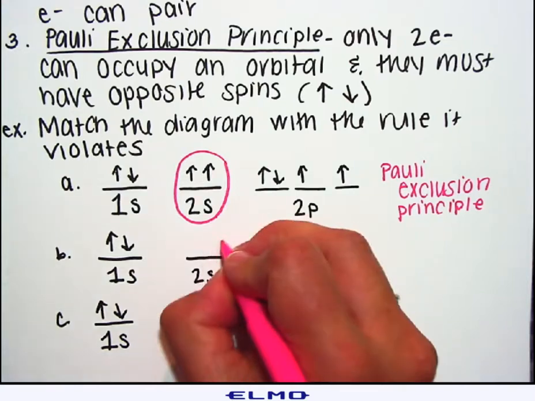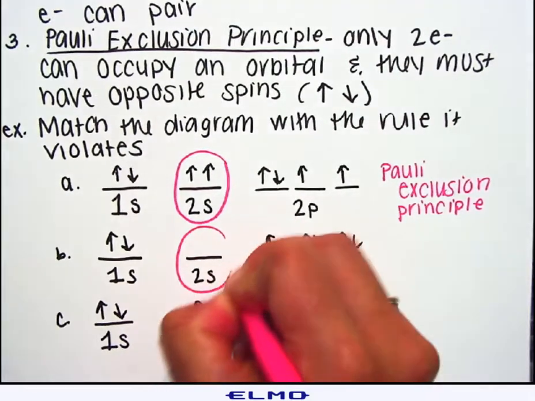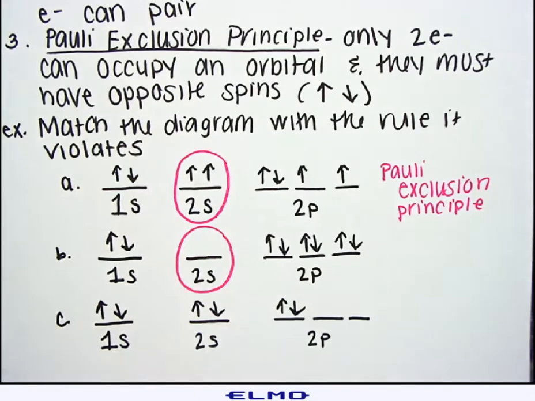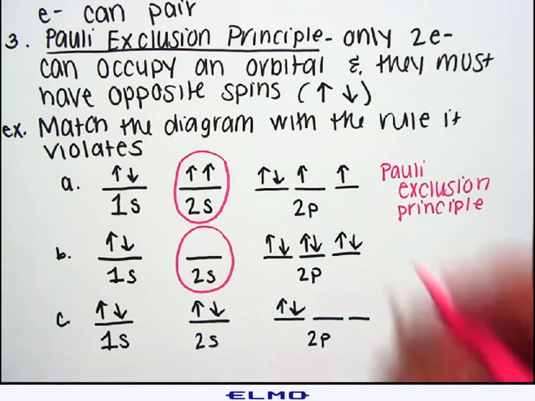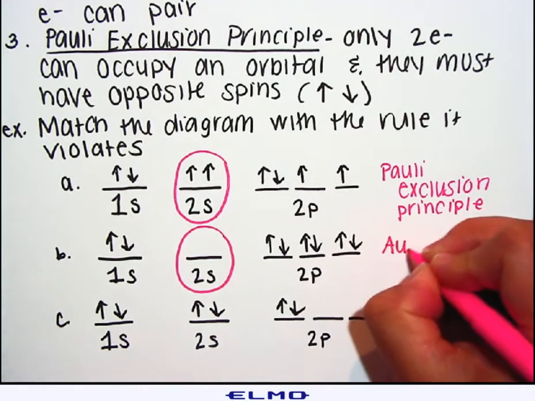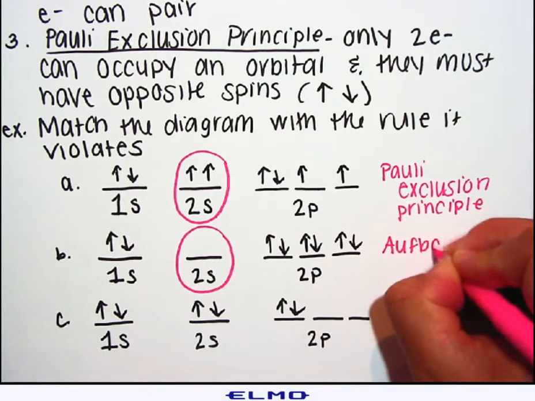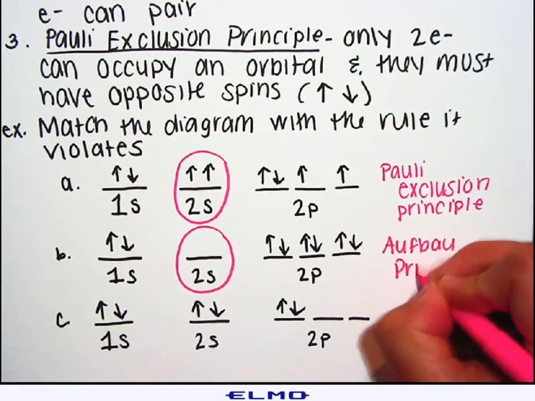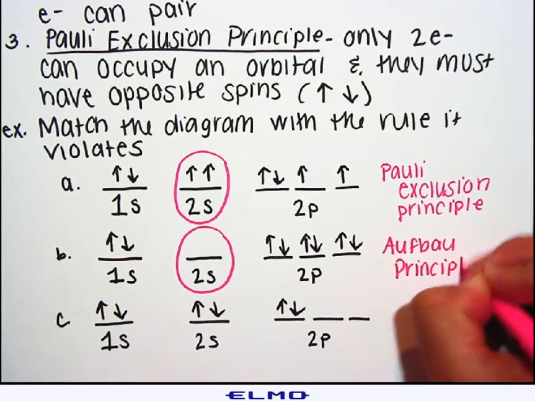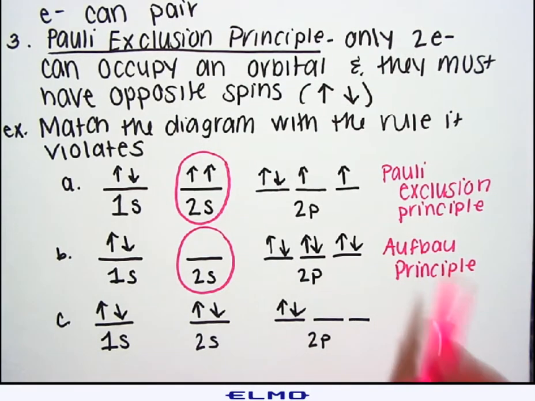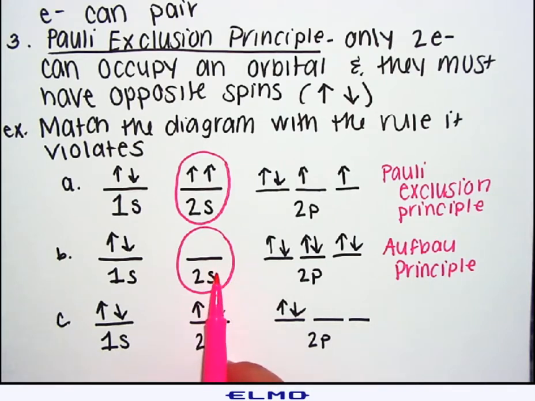B, the mistake is in the 2s orbital. This is a violation of the Aufbau principle. So remember, Aufbau meaning filling up. Electrons must fill lower energy levels first. The 2s orbital is lower energy than 2p. We have to fill 2s before we go on to 2p.